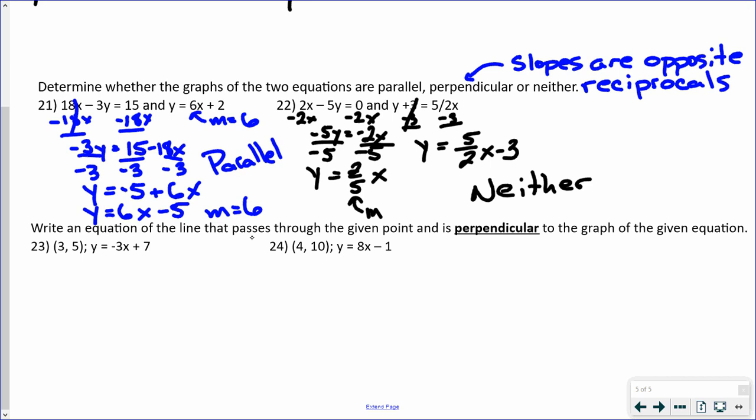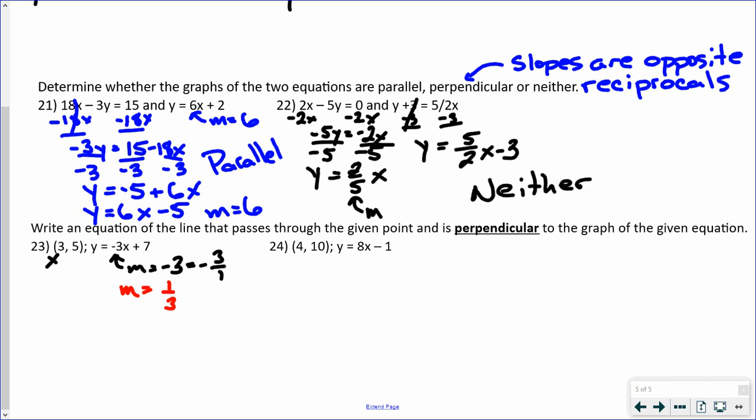All right, and then the last thing I have for you here. Write an equation of a line that passes through the given point and is perpendicular to the graph of the given equations. So perpendicular, again, the slopes are opposite reciprocals. So the slope of this line is -3. So the slope that I want to use for my new line is +1/3. So opposite reciprocal, think about this. This is really -3/1. Take the reciprocal, you get -1/3, and then you take the opposite. So it's +1/3. So the slope of my new line has to be +1/3.